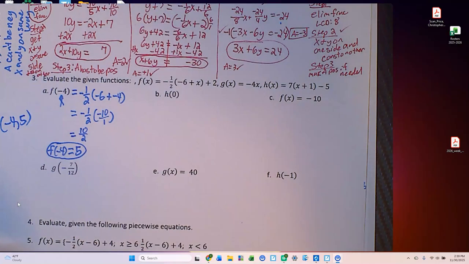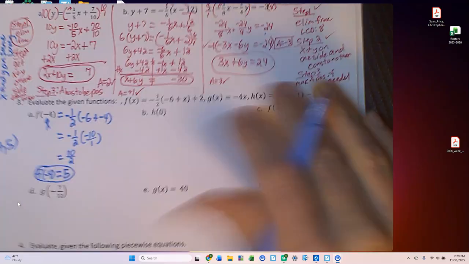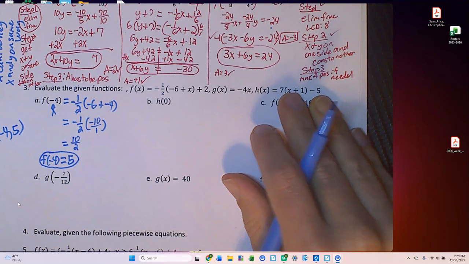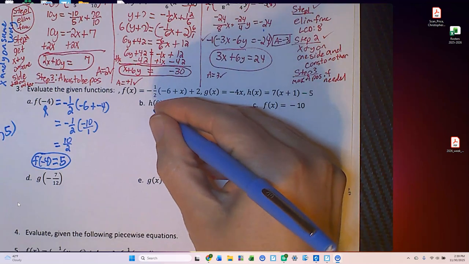These margins need to go over too. They need to be narrow. Alright, I'm more particular. Alright, so x is 0 in the h function.